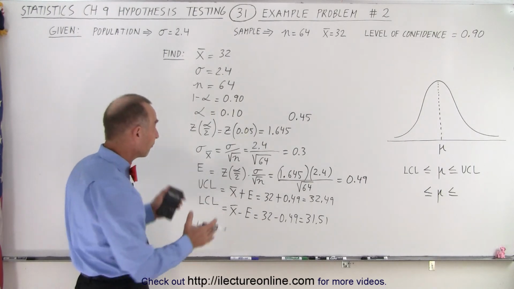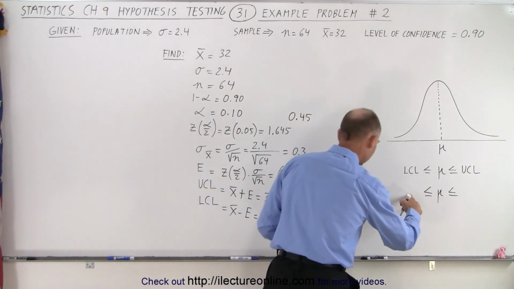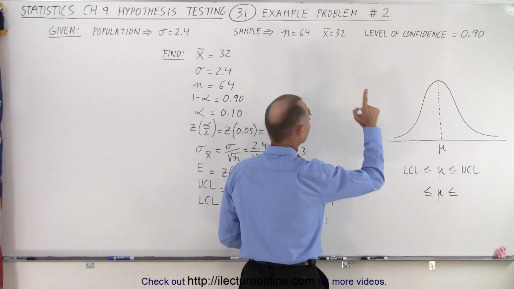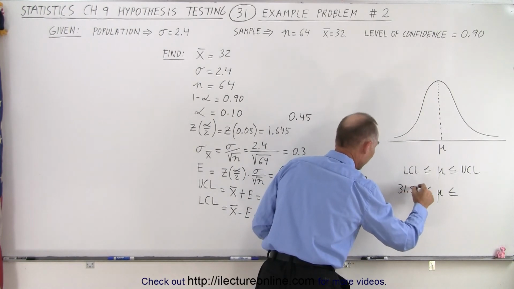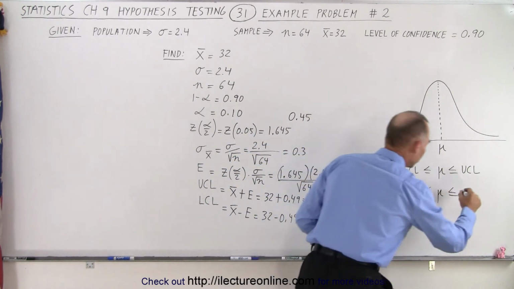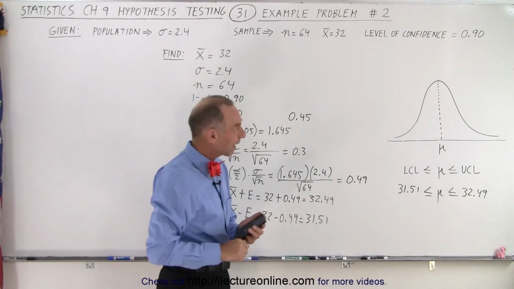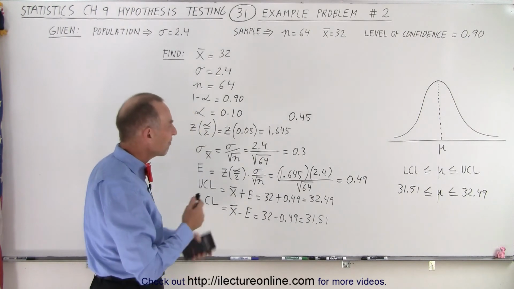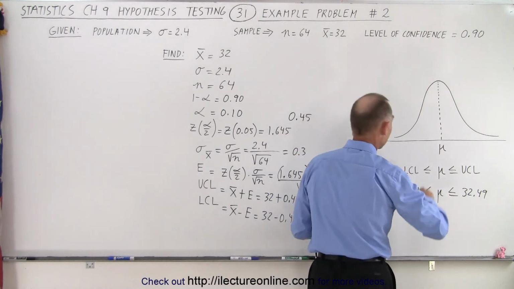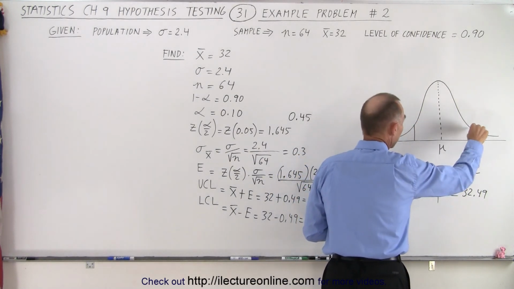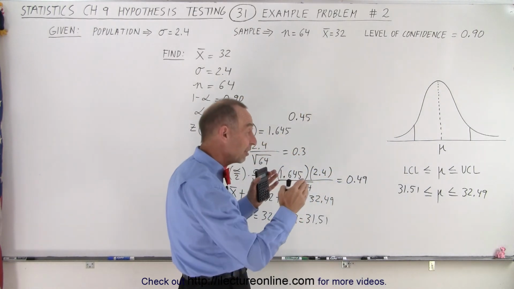So now we have the range. We can infer from the information that we're given that the lower confidence limit at the 90% confidence level is 31.51 on the lower side and 32.49 on the upper side. So notice that with a reasonable sample of 64, the limits are fairly narrow. So we can see then that the limit of what we can infer about the mean of the population is not a very big spread.